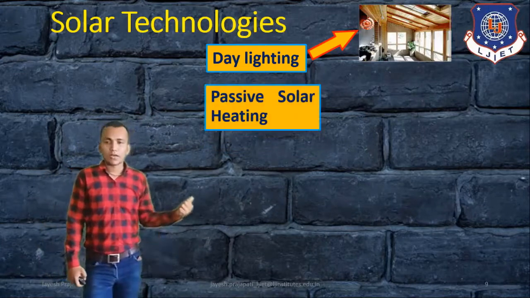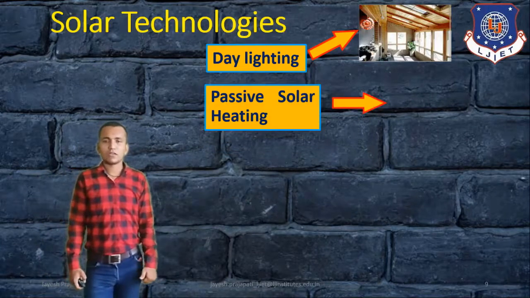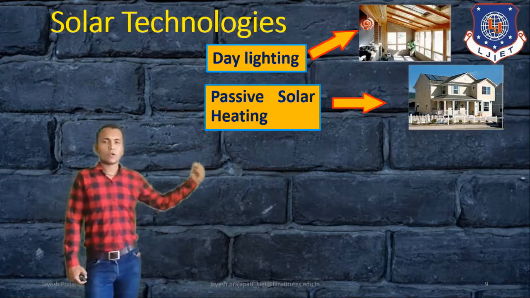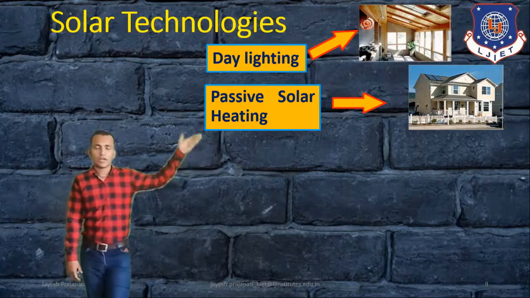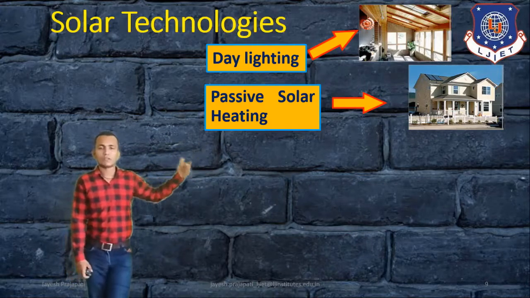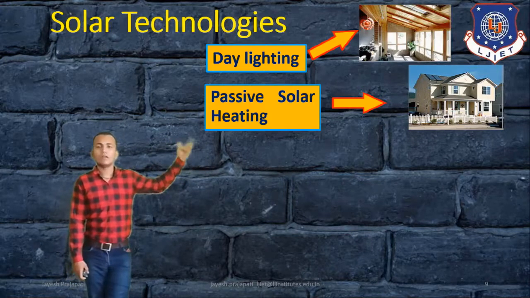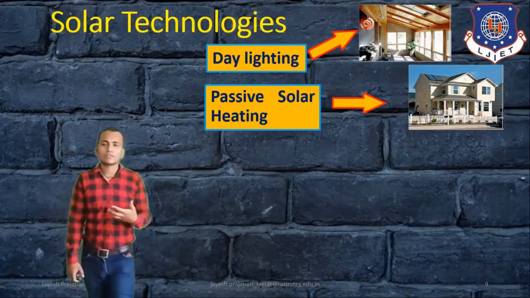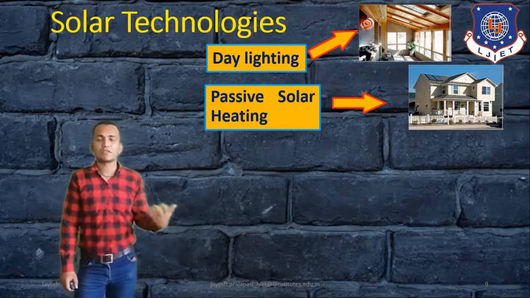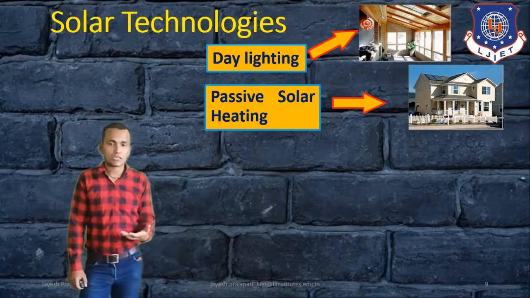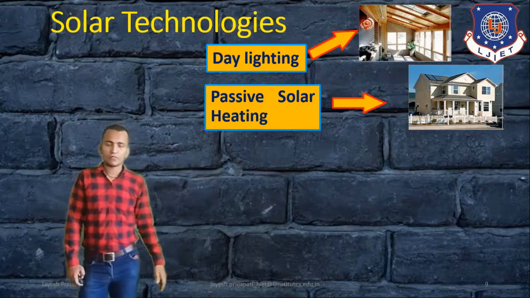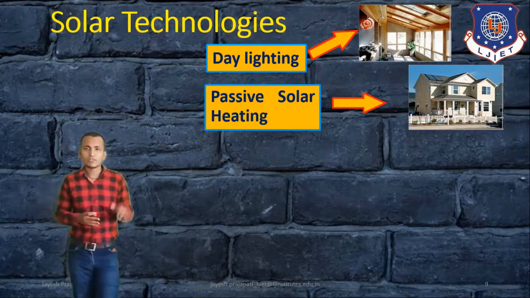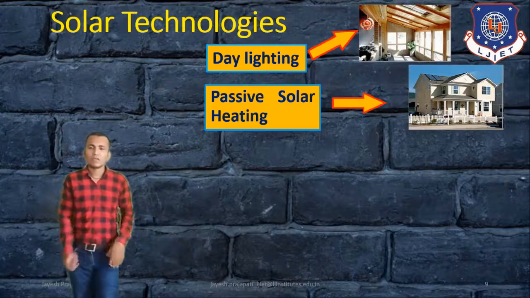Then passive solar heating, that is another application, if we make our home in this design. We make the roof and put a solar panel on this roof. Then by generating this electric energy we can heat our home in the winter season. When we live in cold stations, that will be very useful.